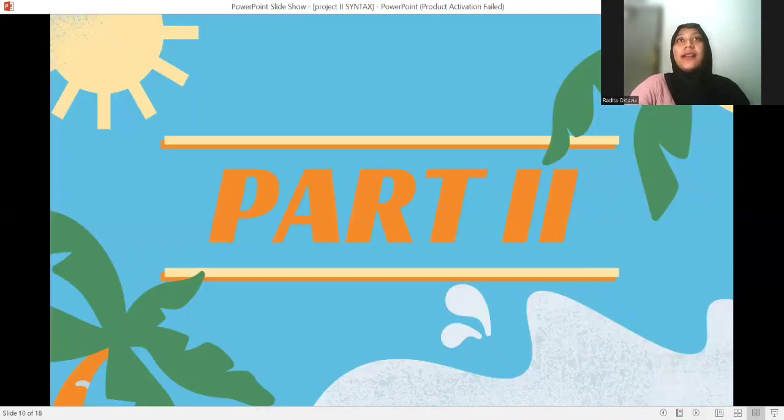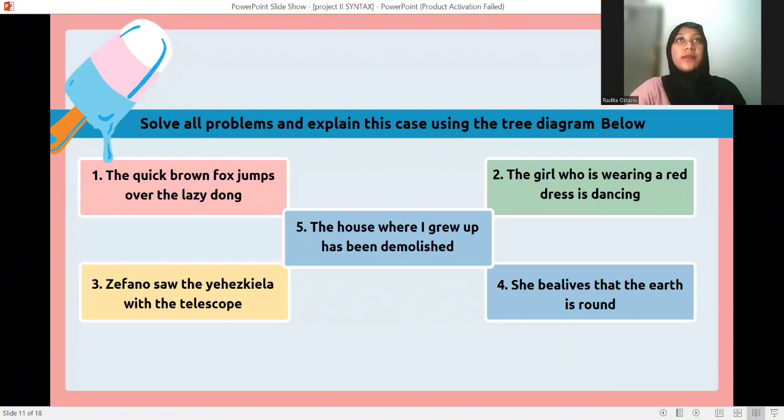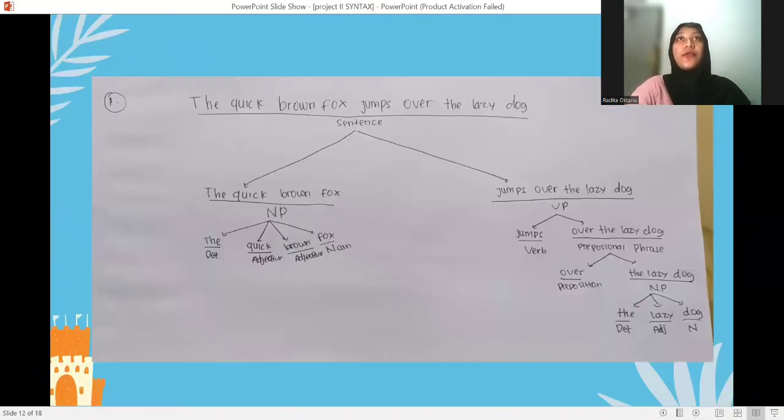Okay, next the part 2. Solve all problems and explain, discuss using the 3 diagrams below. So I will go next for the question. The quick brown fox jumps over the lazy dog.